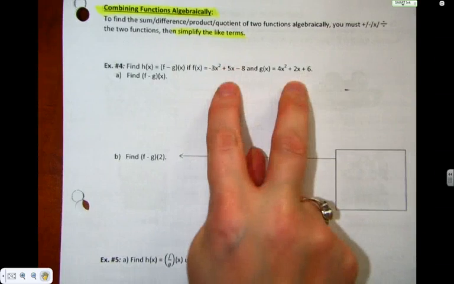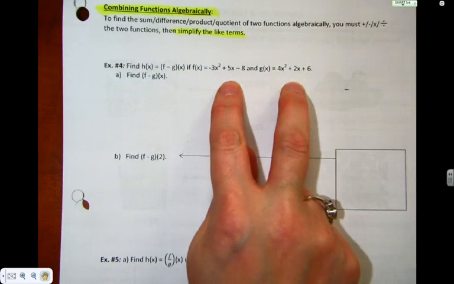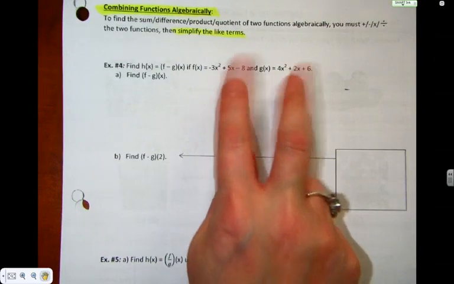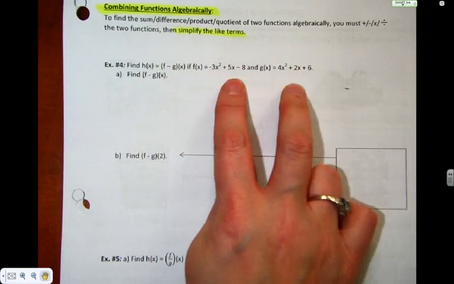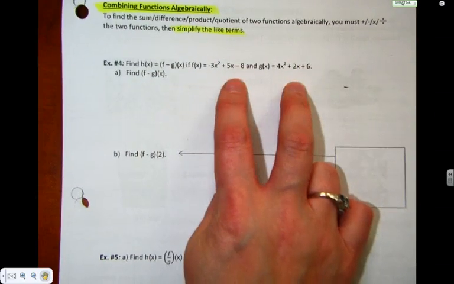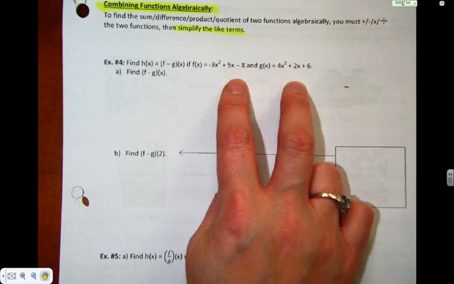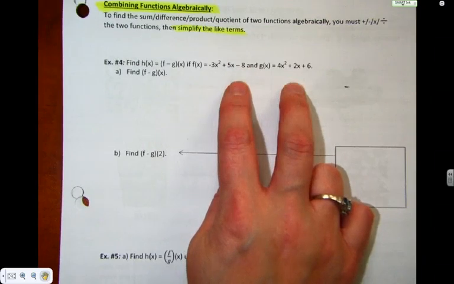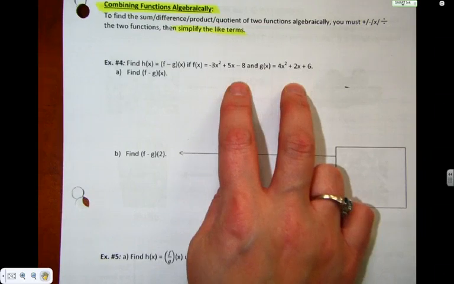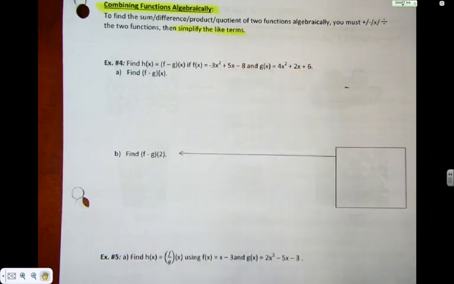What kind of functions? Both parabolas. So what's going to happen when we subtract a parabola from a parabola? Is it going to stay a parabola? Is it going to change to a line? Is it going to become a cubic? Why is it going to stay a parabola? Because the highest degree is still 2. And if we subtract, is that going to change the exponents? No. So we know we still need a parabola.